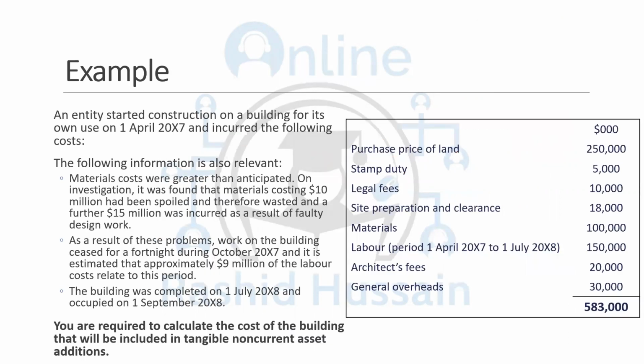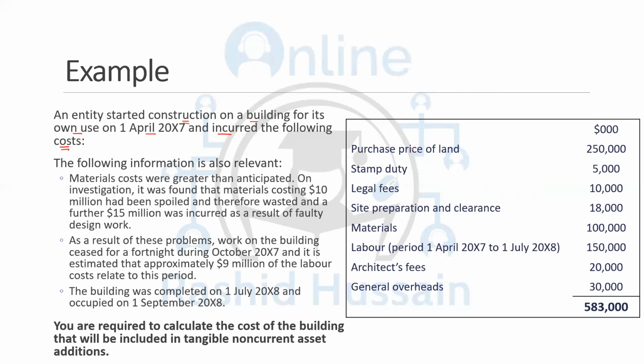So now we have an example. An entity started construction on a building for its own use on 1st April 2007 and incurred the following cost. So they're constructing their own asset. Okay, the rule is the same, the principle is the same. Initial purchase price plus any directly attributable cost to bring the asset in the working condition, and we are not going to capitalize any indirect cost, sunk cost, already committed cost, fixed cost.